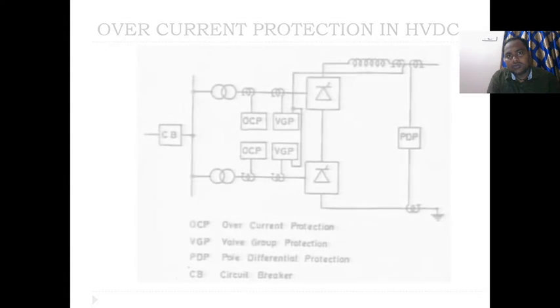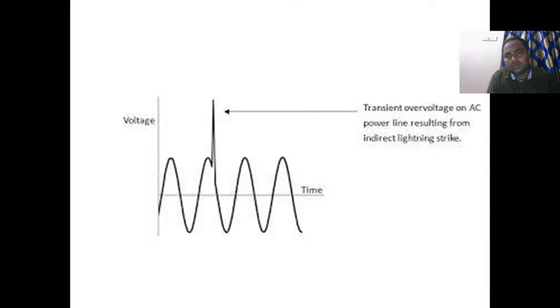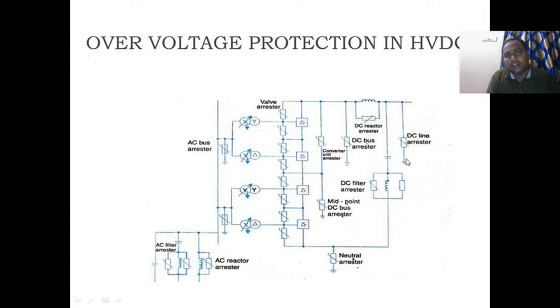So please see the over voltages due to lightning. This is a transient over voltage. This is a waveform. If a transient occurs, then more over voltage is present in a system. The arrow mark gives the transient over voltage on an AC power line resulting from an indirect lightning strike. So from that over voltage, how can we protect the equipment?